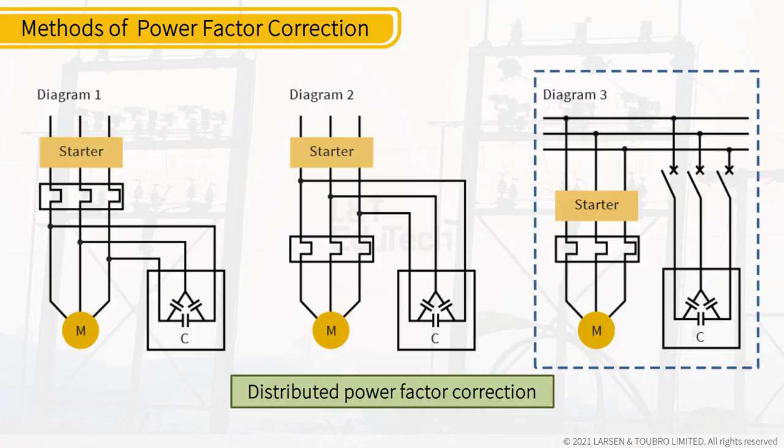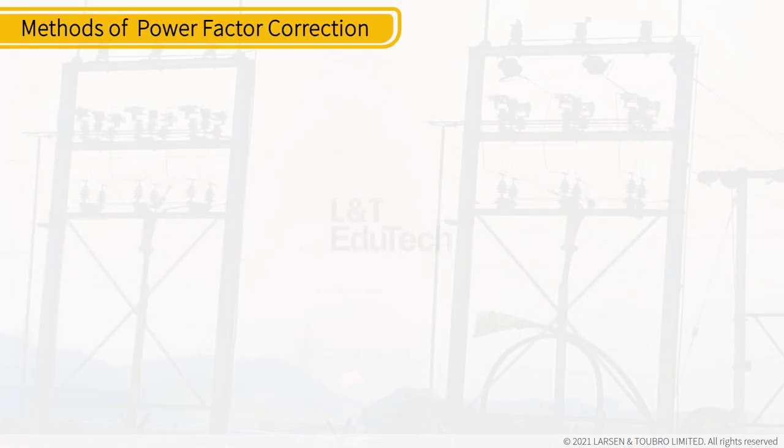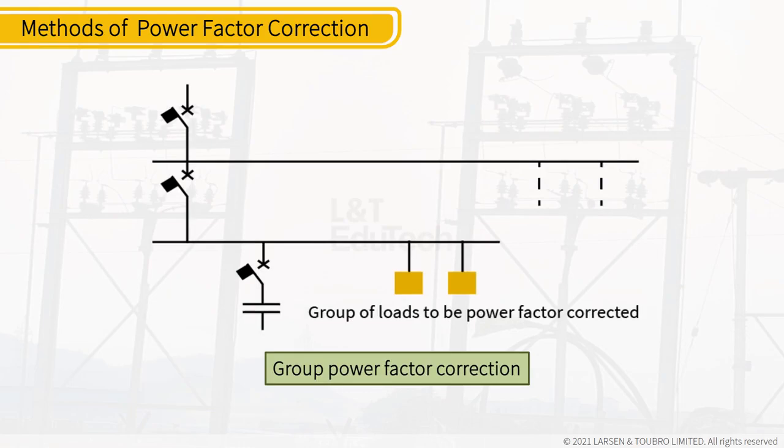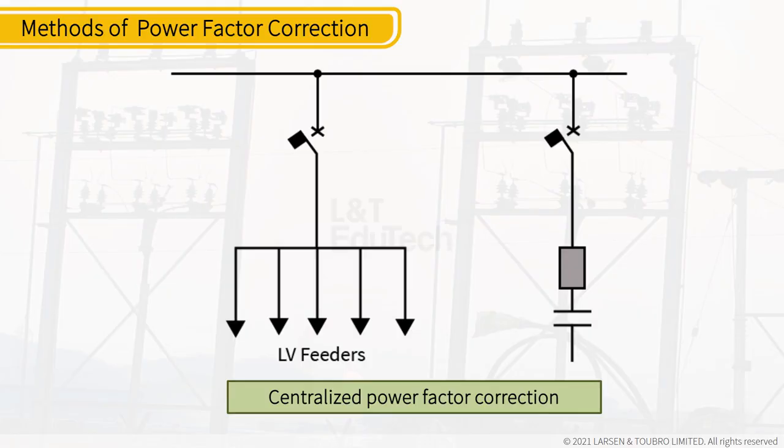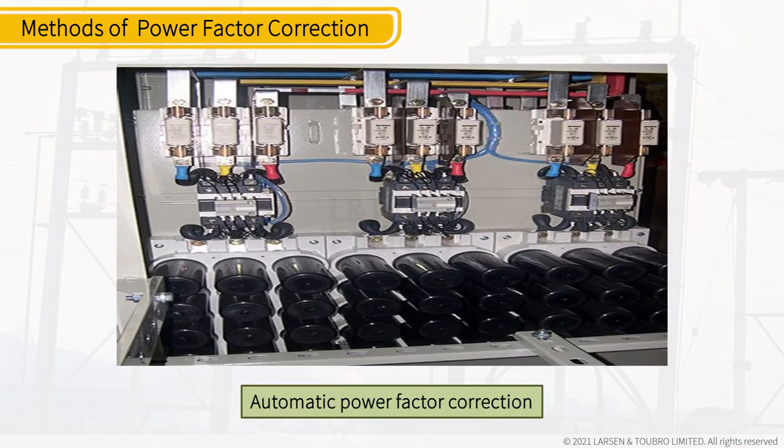Diagram 3 shows capacitor connected in the same bus in which the motor is connected, with independent isolation facility. Group power factor correction is done as shown in the figure, and centralized power factor correction is done as shown in the figure, and a sample of automatic power factor correction panel is shown for your information.